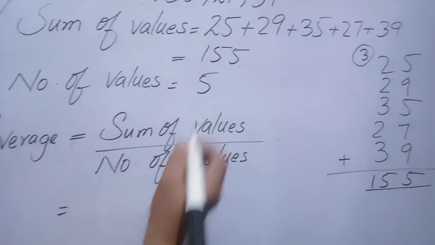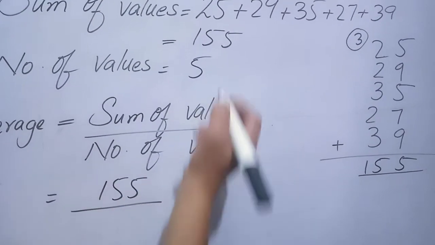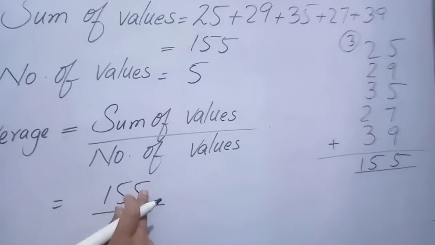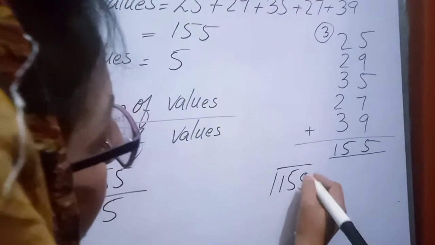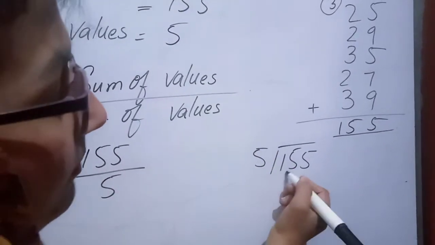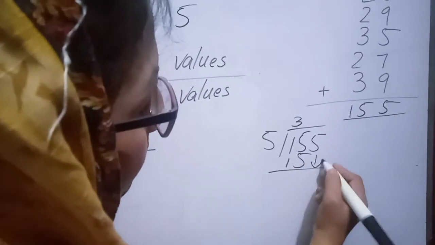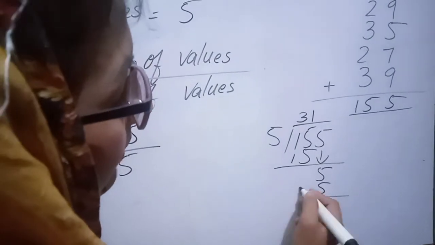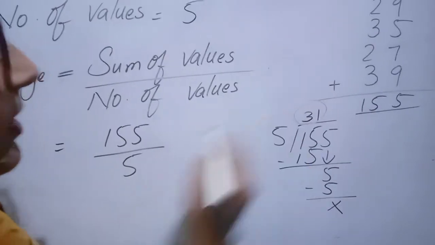Now sum of values is 155 and divided by number of values, 5. What does this sign mean? Divide. Now what do we have to do with these two? Divide. I will write 155 in the house and divide with 5. In the table of 5, where does 15 come? 5 3s are 15. Now I will take a 5 also. Now in the table of 5, where does 5 come? 5 1s are 5. Again minus. Then the remainder is 0 and it gives the answer 31.